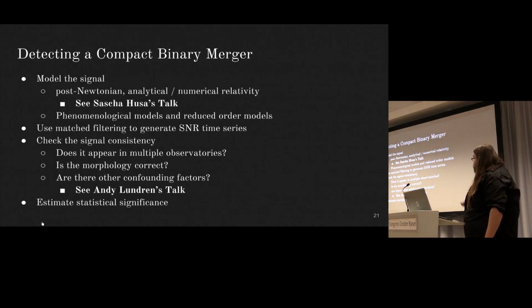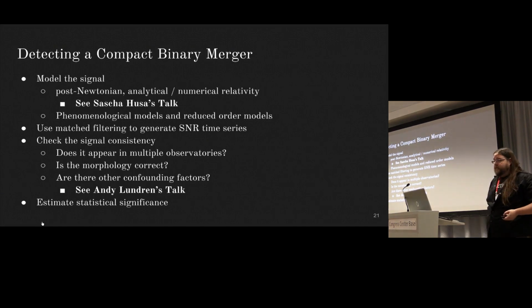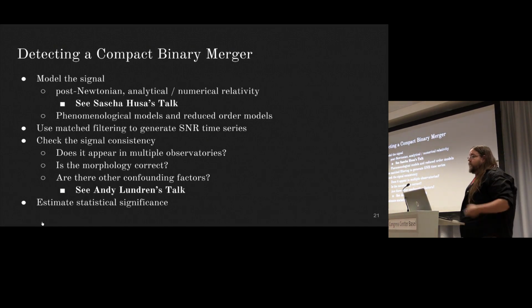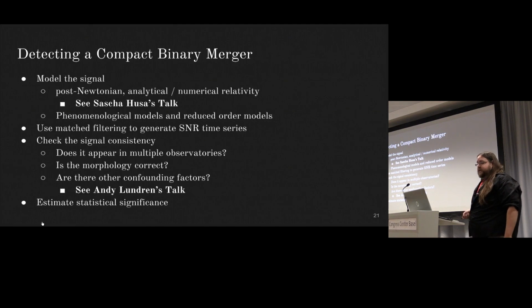For our purposes, we often use phenomenological models which are tuned to numerical relativity so that we have something that can be cheaply produced. One of the things you're going to hear about is that it's not a trivial process to generate these numerical simulations. So we can't generate, say, an infinite number of them infinitely cheaply. Okay, so then we use match filtering to look for signals and generate an SNR time series.